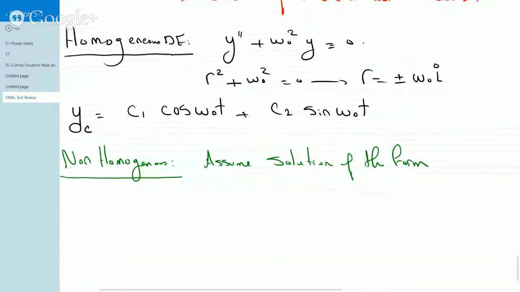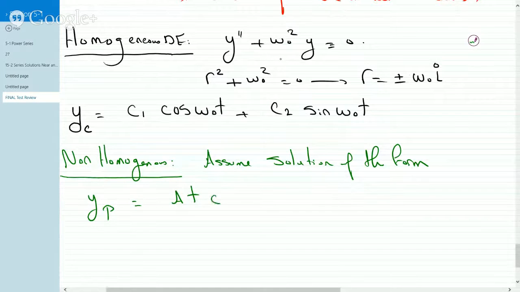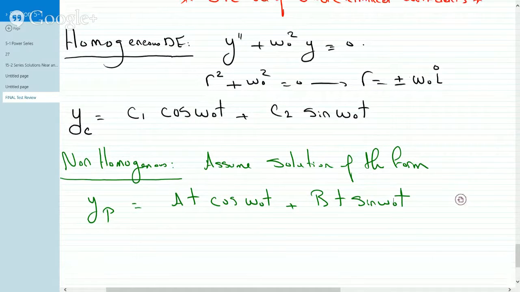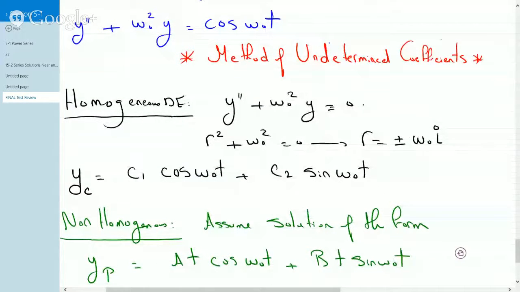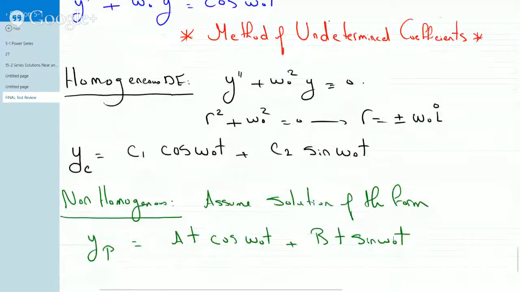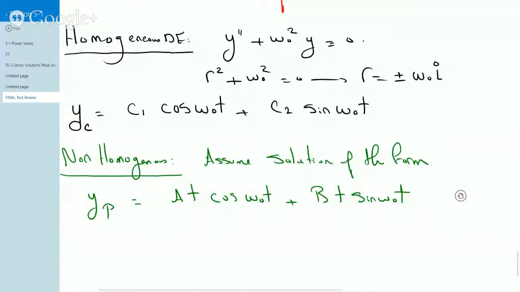So y particular would be a t cosine omega 0 t plus b t sine omega 0 t. And a and b are the undetermined coefficients that we are going after. Okay, so now all you have to do is find derivatives, plug it into the differential equation.